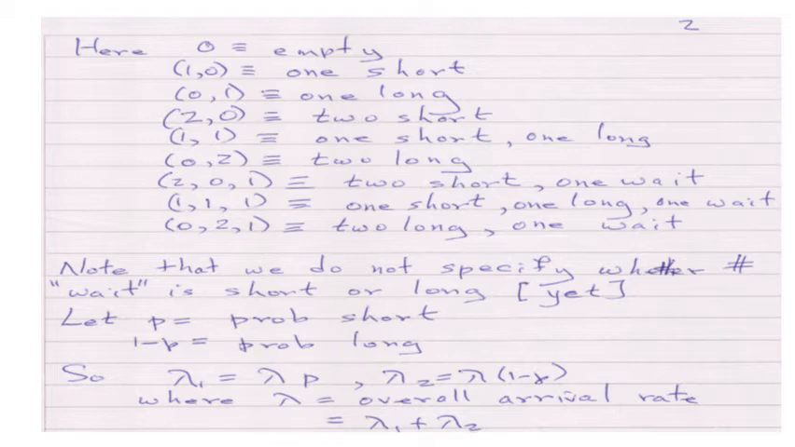Now, one way to look at this is to say that the arrival rate is lambda, and once an arrival enters into service with probability P, it will be a type 1 customer, so that will correspond to the rate lambda 1. With probability 1 minus P, the customer will be a long customer. So lambda times 1 minus P would be the arrival rate of the long customers, lambda 2. So the lambda that we're talking about here is the sum of the lambda 1 short arrival rate and lambda 2 long arrival rate.